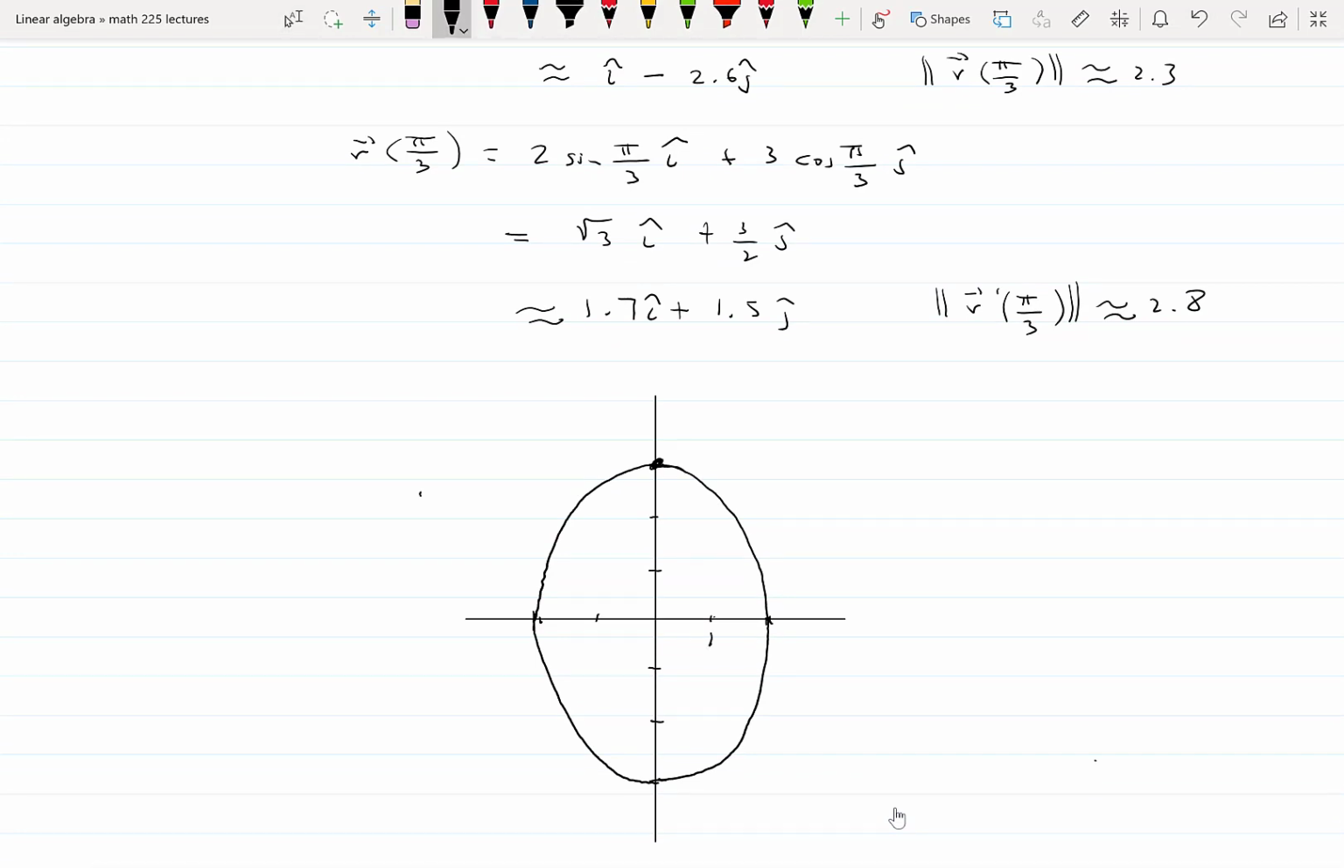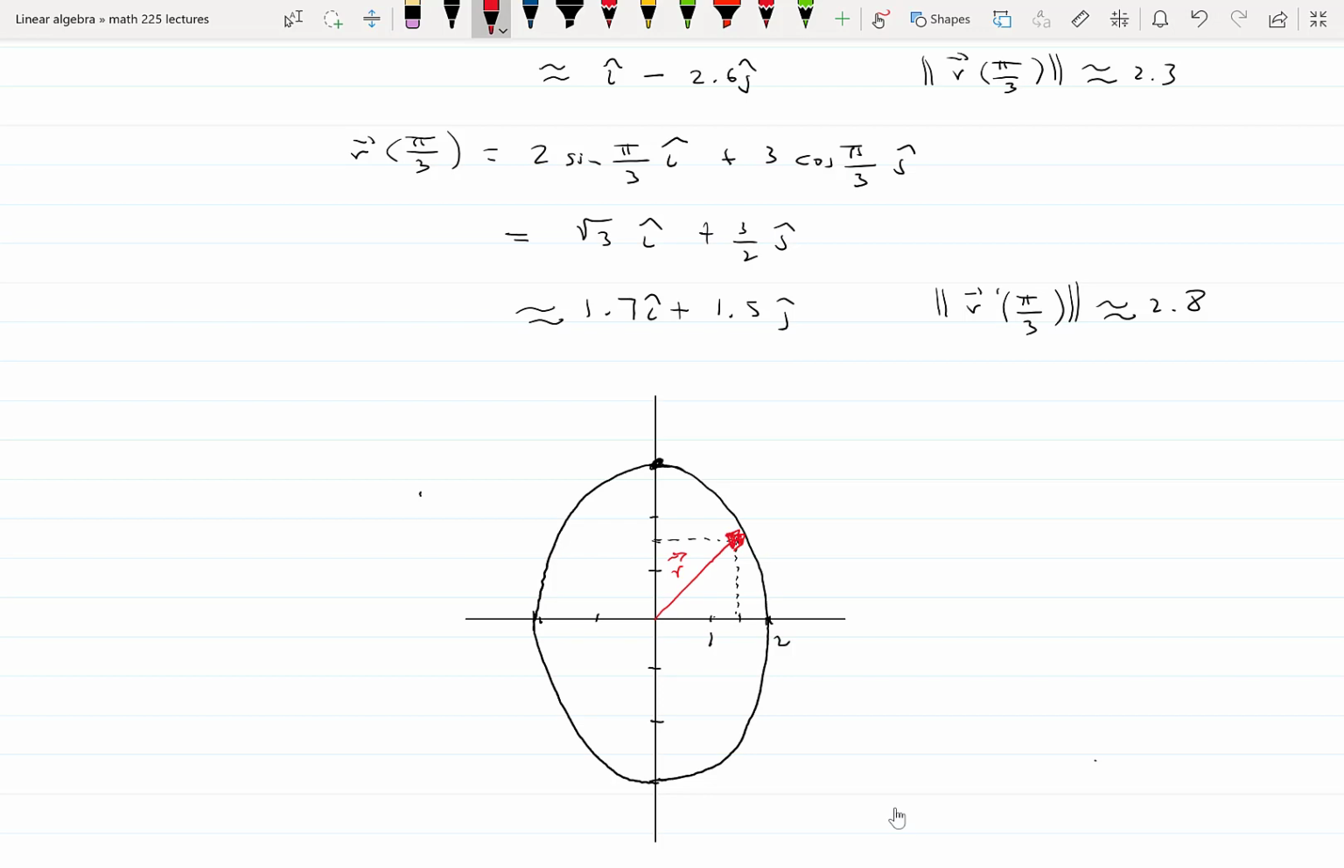1.7, this is 1, this is 2. 1.7 is about right here. 1.5 is about right here. So it's matching up, kind of almost. So here is, I'll do this in red, the position vector R. I won't write of pi over 3, it won't fit in my drawing.